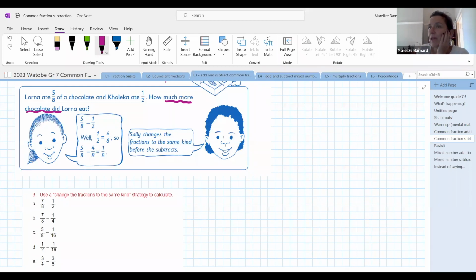Not so great if we have two fractions of different kinds. We have eighths and halves. So can we change it? Yes, we can. We can make a half 4/8. So 5/8 minus 4/8 is going to give you 1/8. So you can read what it says in the bubble here. That's there to help us. Sally changes the fractions to the same kind before she subtracts. Okay, and that's the whole point about making the denominators the same. We are making the fractions of the same kind because then it's easier to work with.